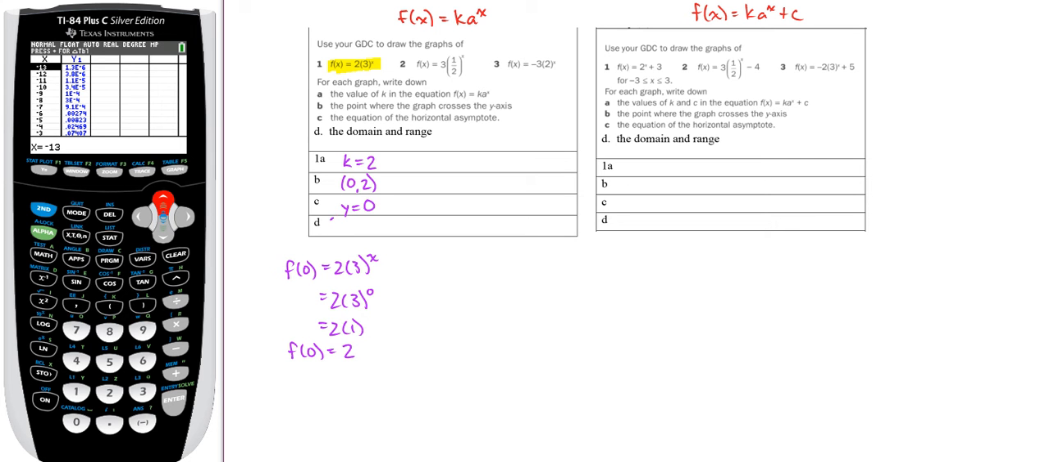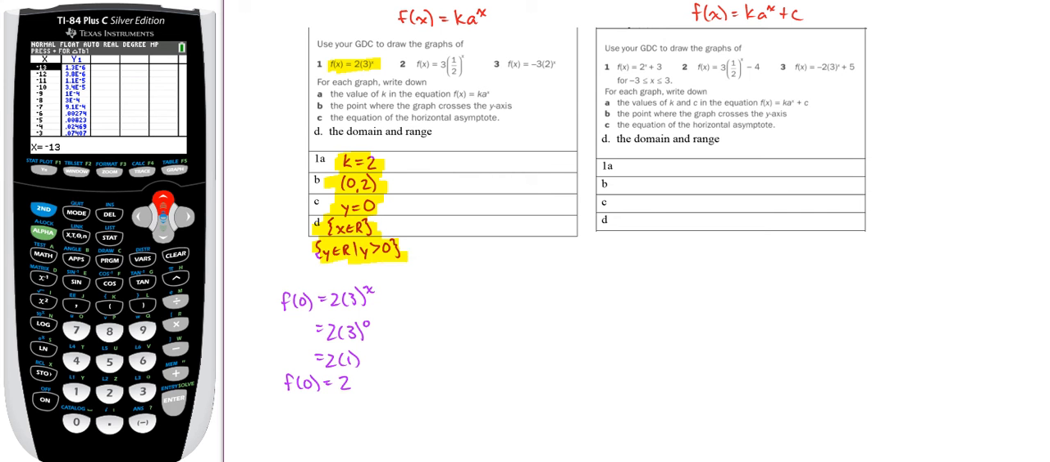And then our domain and range: we have a domain of x is an element of the real numbers, and we have a range where y can be any real number, but it has to be greater than 0. So similar to the other functions we saw earlier. So that's for the example of 2 times 3 to the power of x.